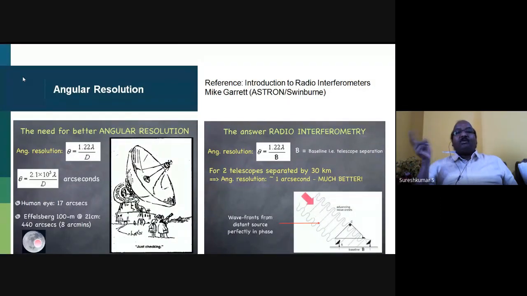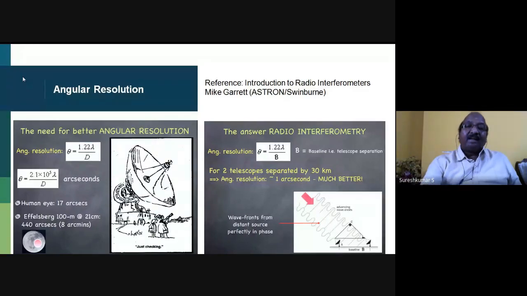What they do is take two antennas and separate them by a distance, say 30 kilometers as shown in the slide, and the angular resolution is 1.22 lambda by B, where B is the distance between these separated telescopes. When the distance is larger, the angular resolution is very good. It comes to about 1 arc second for a 30 kilometer separation. So this is equivalent to a 30 kilometer dish antenna for getting this finer angular resolution. This is the advantage radio astronomers take in building interferometry based radio telescopes, to get very fine angular resolutions to study these celestial things.